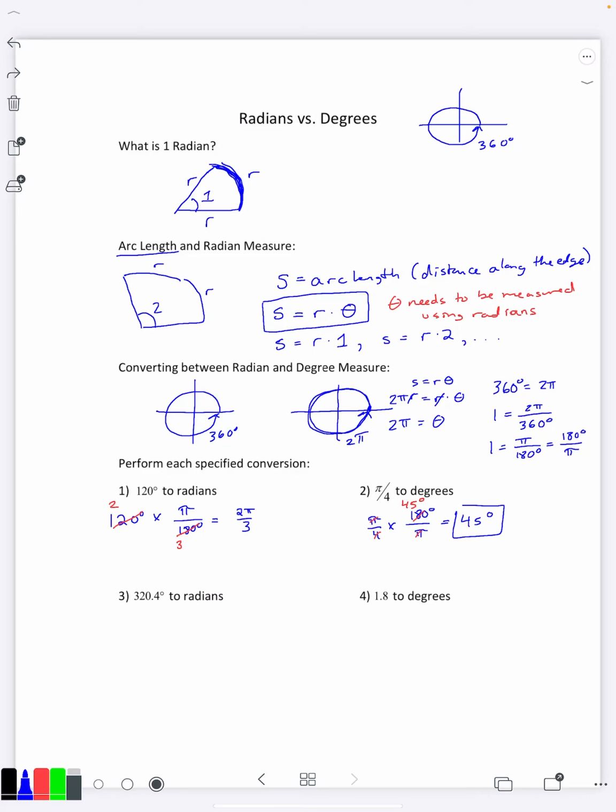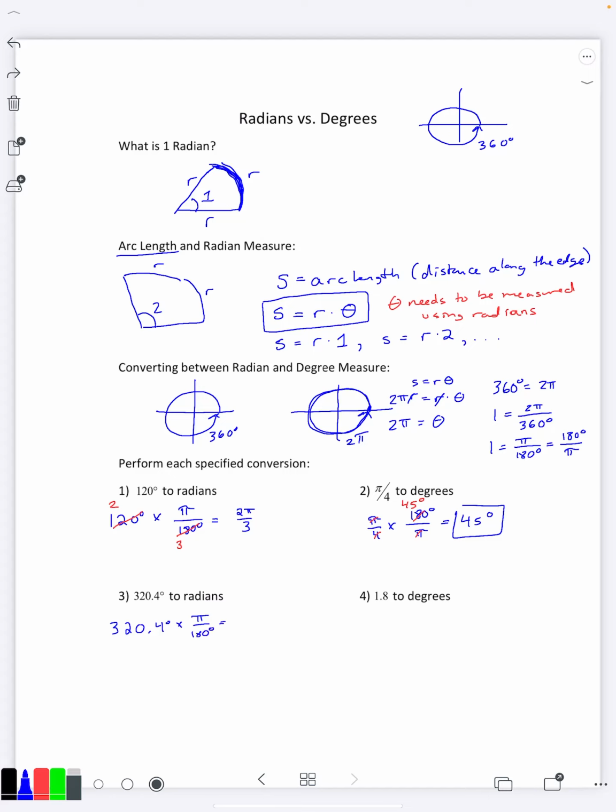Now, of course, calculators can do all this work for us. But when we have these nice angles that work out to a special angle, it's probably better to do it this way. However, for these last two conversions, these are not nice angles. These are not 30, 60, 90. It's not 45, 45, 90. So really, we're going to have no choice but to use the calculator here. You multiply by pi over 180.